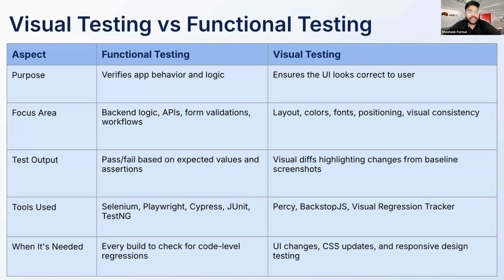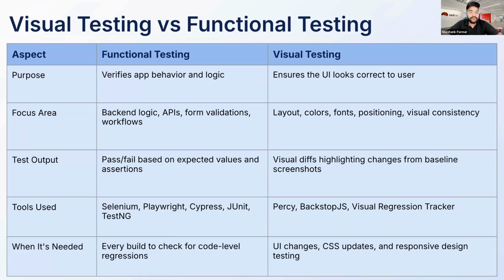The focus area for functional testing is to check the backend logic, APIs, and validation parts. When we do visual checks, it is more about colors, layouts, fonts, positioning, and multiple other aspects. The test output for functional testing is either fail or pass, but it will not give you the exact thing of where it is failing. You can figure that out with the help of visual testing. So what visual is breaking? Pixel by pixel you can identify that this is the position where things are breaking.